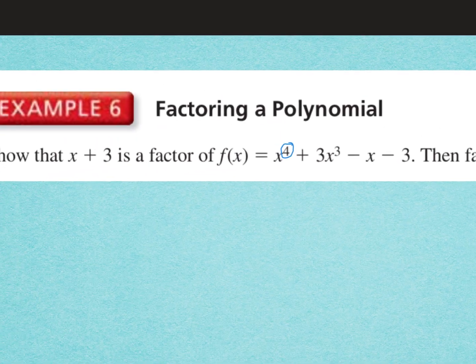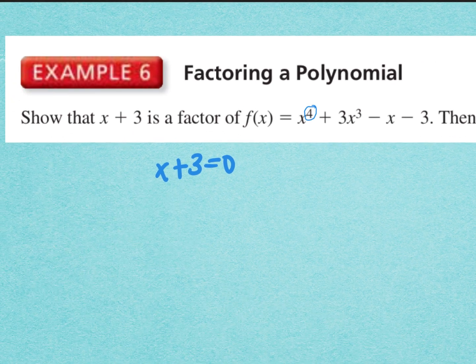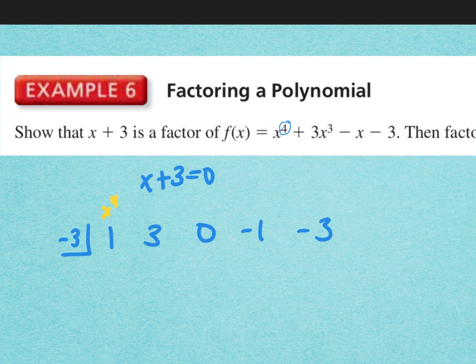So the first thing I'm going to do is show that x plus 3 is a factor. So x plus 3 equals 0. What goes in the corner? Negative 3. So let's write out our coefficients. X to the fourth, my coefficient is 1. X to the third, coefficient is 3. What is the coefficient of x squared? 0. Then I have negative 1, then I have negative 3. It might help, guys, if you write yourself a little note. Say, okay, I started off with x to the fourth, so this is x to the third. This is x squared. This is x. This is my constant. That might help.